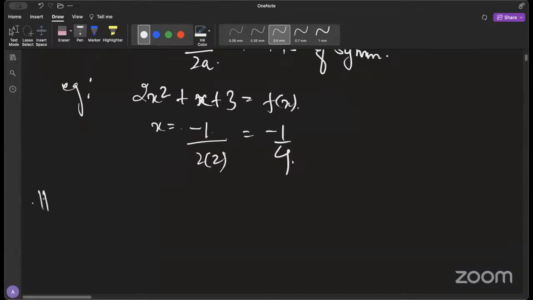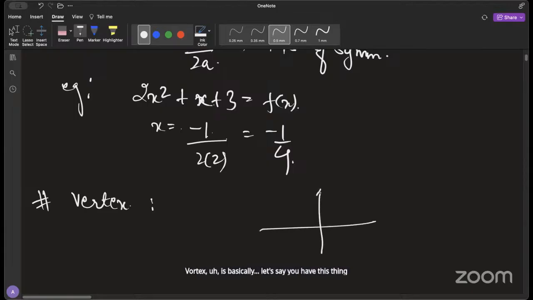And next up, we have the vertex of a quadratic equation. Graphically, you have this, and we know this is called the axis of symmetry. The point where your axis of symmetry and the quadratic function intersect, that's called your vertex.